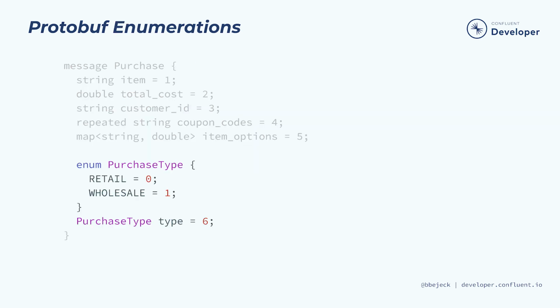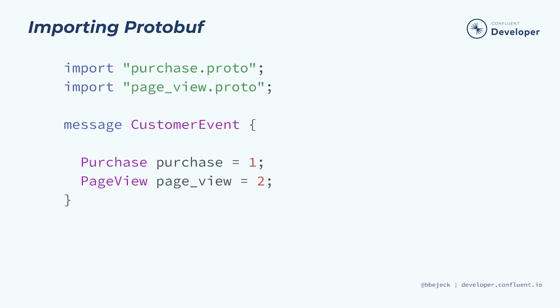Protobuf also supports an enumeration type. When you set this up, the first element must always map to 0, so that the default value of 0 can be used. You can also have another Protobuf schema as a field in your definition by using the import statement. Consider this schema that tracks online events generated by a customer. The purchase and page view event types are already defined in separate proto files. So all we do is add the import statements and then list them as fields in the new proto file.